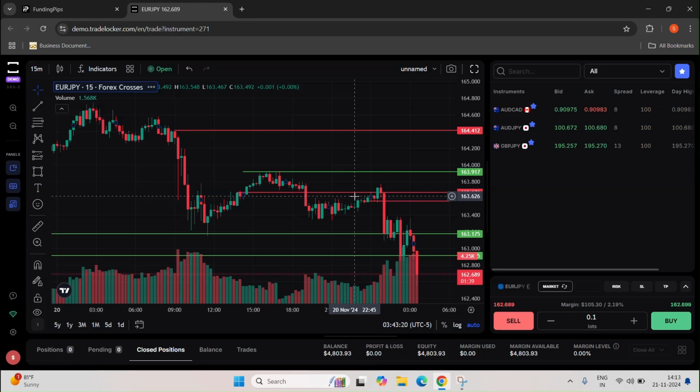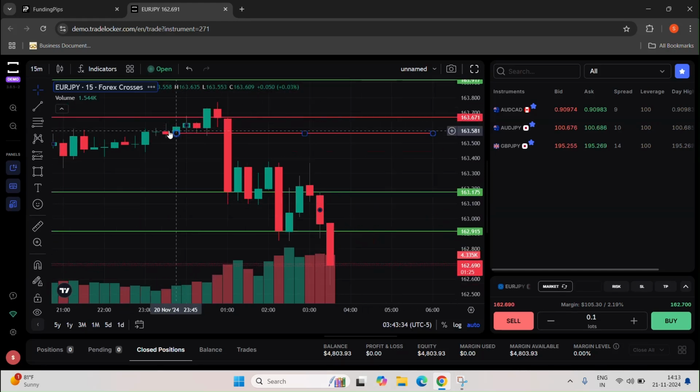I can't tell you that in this particular video. I will start a separate course for it if you want to learn. I marked this particular level as per my analysis, and now I was waiting for a confirmation. So I took entry somewhere here. This is the level, this red line you can see. This is the level where I took my entry.